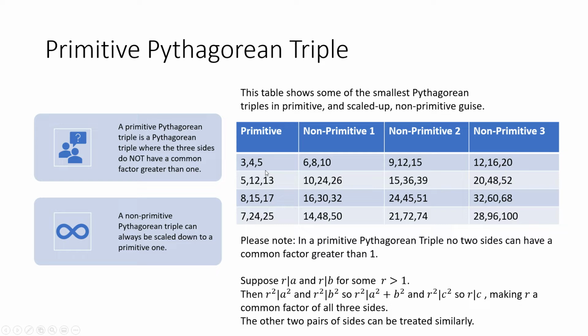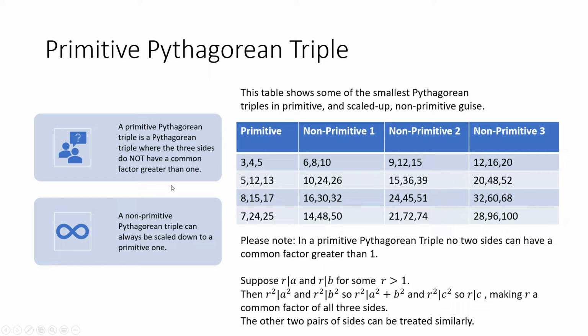I could scale these up, so in each of these columns I've scaled up by a factor of 2, by a factor of 3, and by a factor of 4. So 2 times 3, 2 times 4, 2 times 5. I'll look at the 8, 15, 17 next, multiplied by 3. So 3 times 8, 3 times 15, 3 times 17, 51. And I'll randomly choose this bottom right-hand one for the 7, 24, 25. If I multiply by 4, I get 28, 96, and 100 respectively. So these are non-primitive. So a primitive Pythagorean triple is one where the three sides do not have a common factor greater than 1.